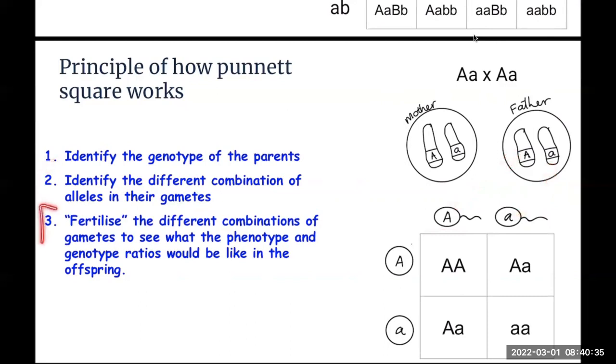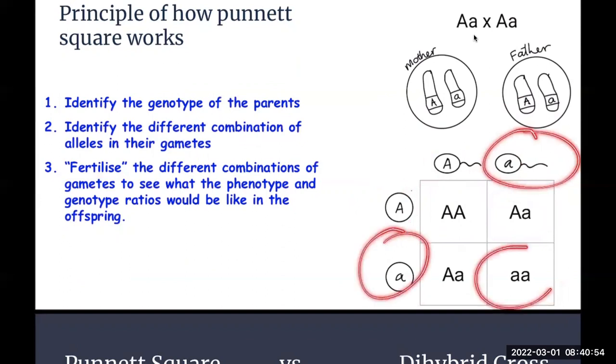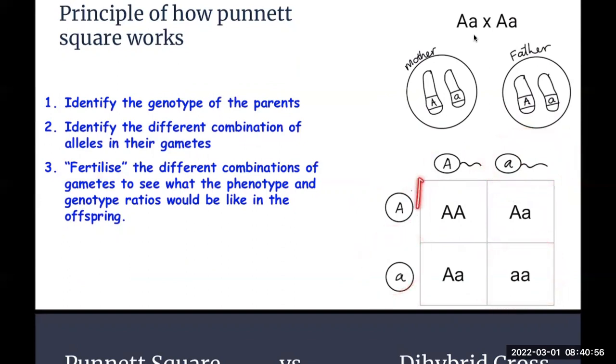Then your step 3 is what is being represented here in the grids, which is the fertilization of the sperms and the eggs. If this sperm fertilizes this egg, you get this result right here. If this one fertilizes this one, you get this one, and so on. So the square is basically the different combinations of sperms and eggs and what is being generated from it, the phenotype and the genotype.